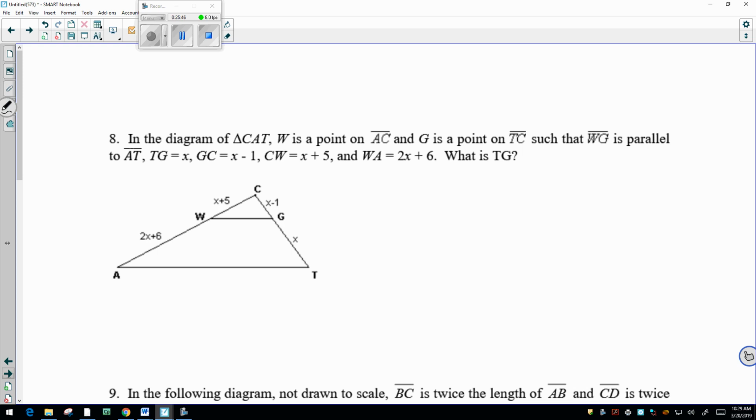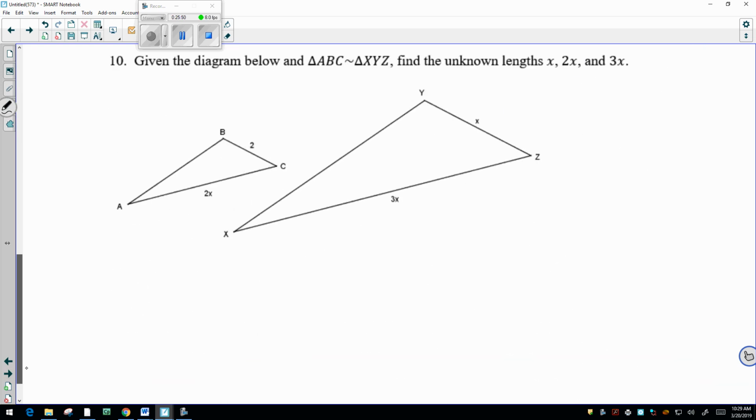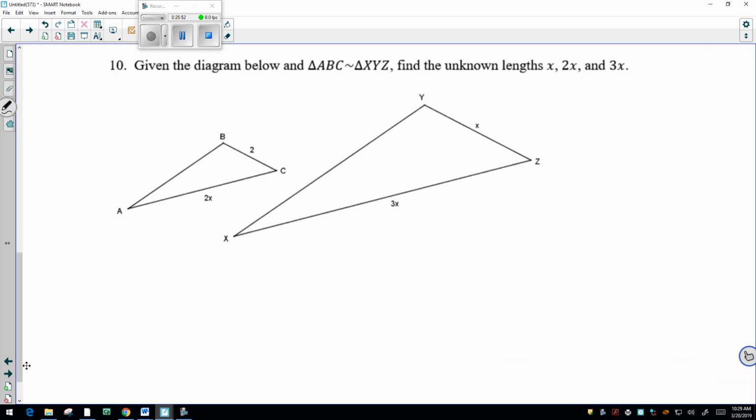Let's go to question number 10. So it's just worded a little different and maybe labeled a little different. I have a lot more X's to deal with. But notice that they're telling us the triangles are similar. So what is that going to mean about our sides?